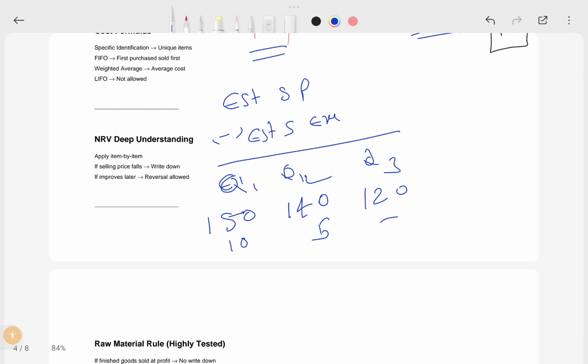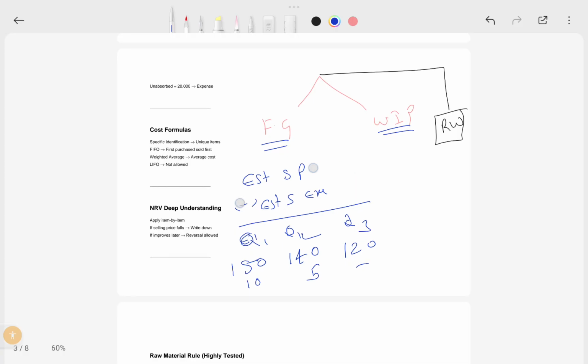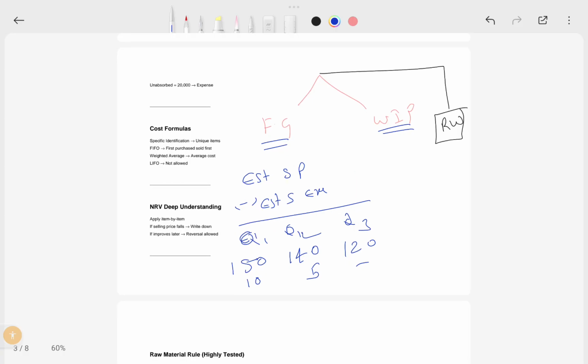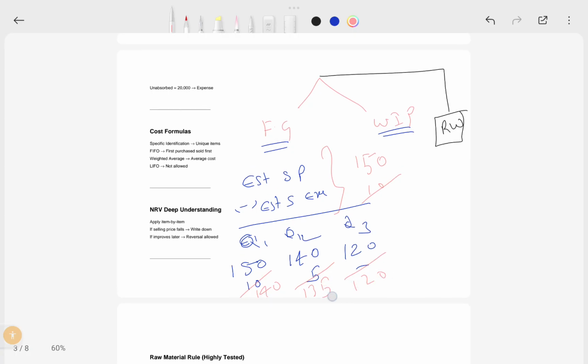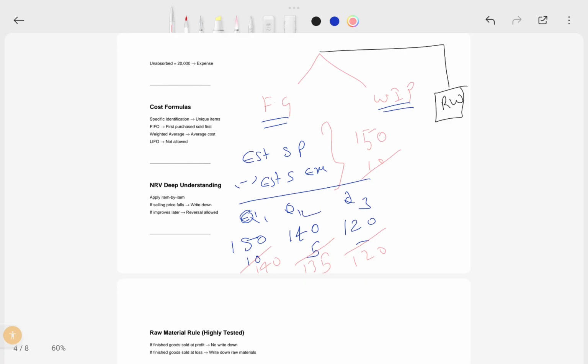If you substitute in the formula for quality 1, quality 2, quality 3: quality 1 estimated selling price is 150, expenses 10. So the NRV of quality 1 is 140, this is 135 and this is 120. These are the NRVs of the particular products. Now you need to see how to evaluate that NRV on the reporting date.